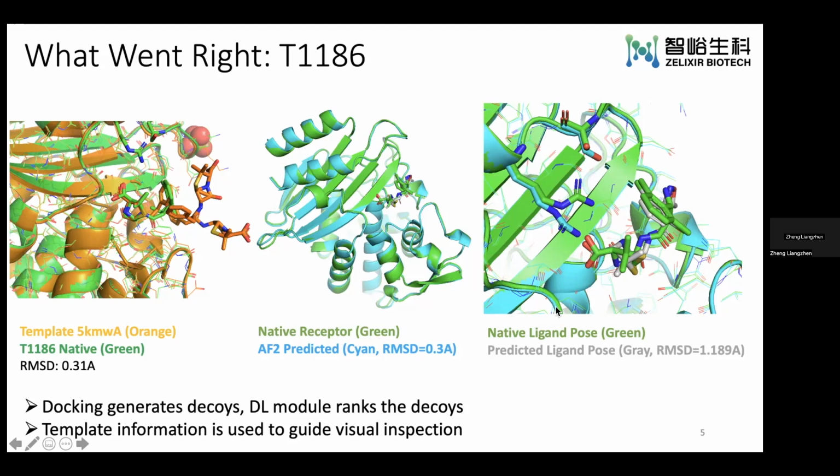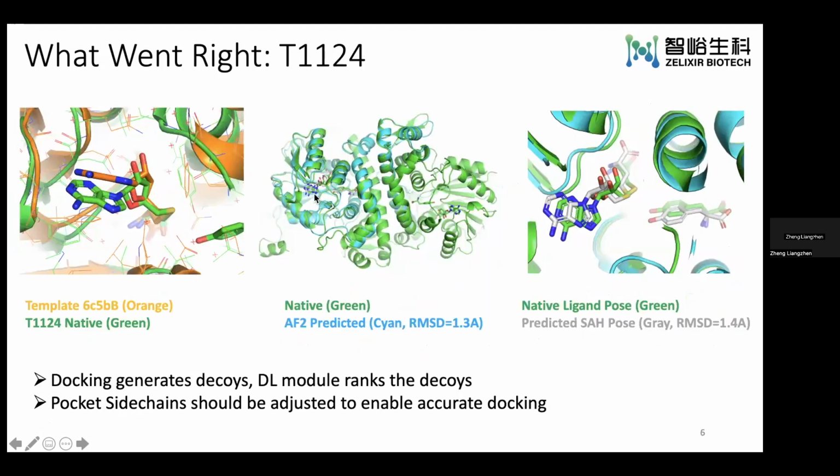So in this example, highly accurate AF2 structure is very important and also helpful. Some of the side chain may affect the final result, but not in this case. In this case, it's okay. But in the next case, the side chain is somehow related to the final model accuracy.